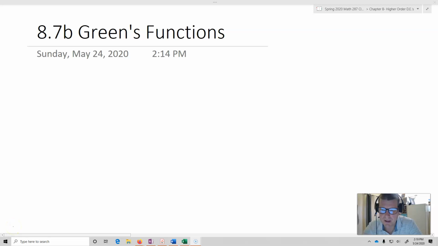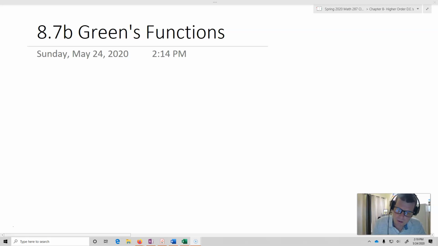So now what I'm going to talk about is Green's functions. It's basically just an extension of the variation of parameters. Okay, so Green's functions is basically a way of synopsizing variation of parameters for second order differential equations. You can't use these for higher order DEs, but you can use Green's functions for second order.